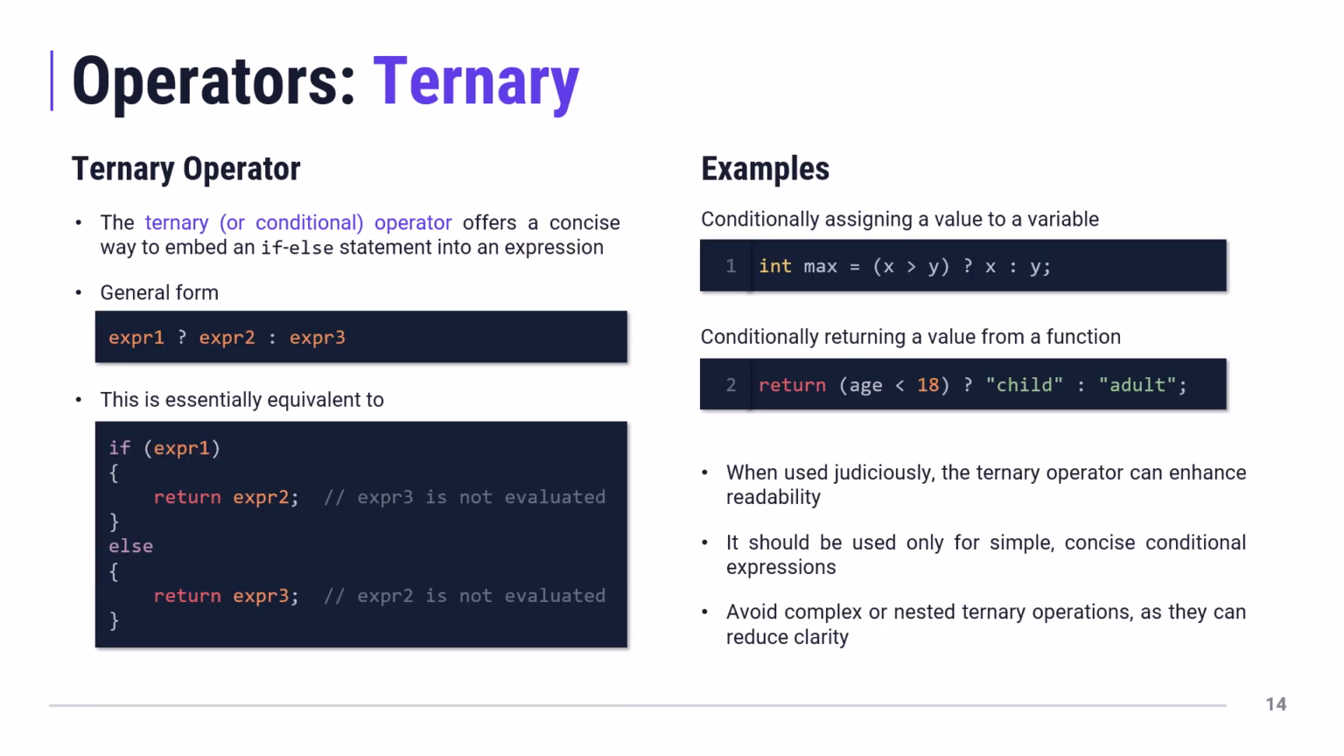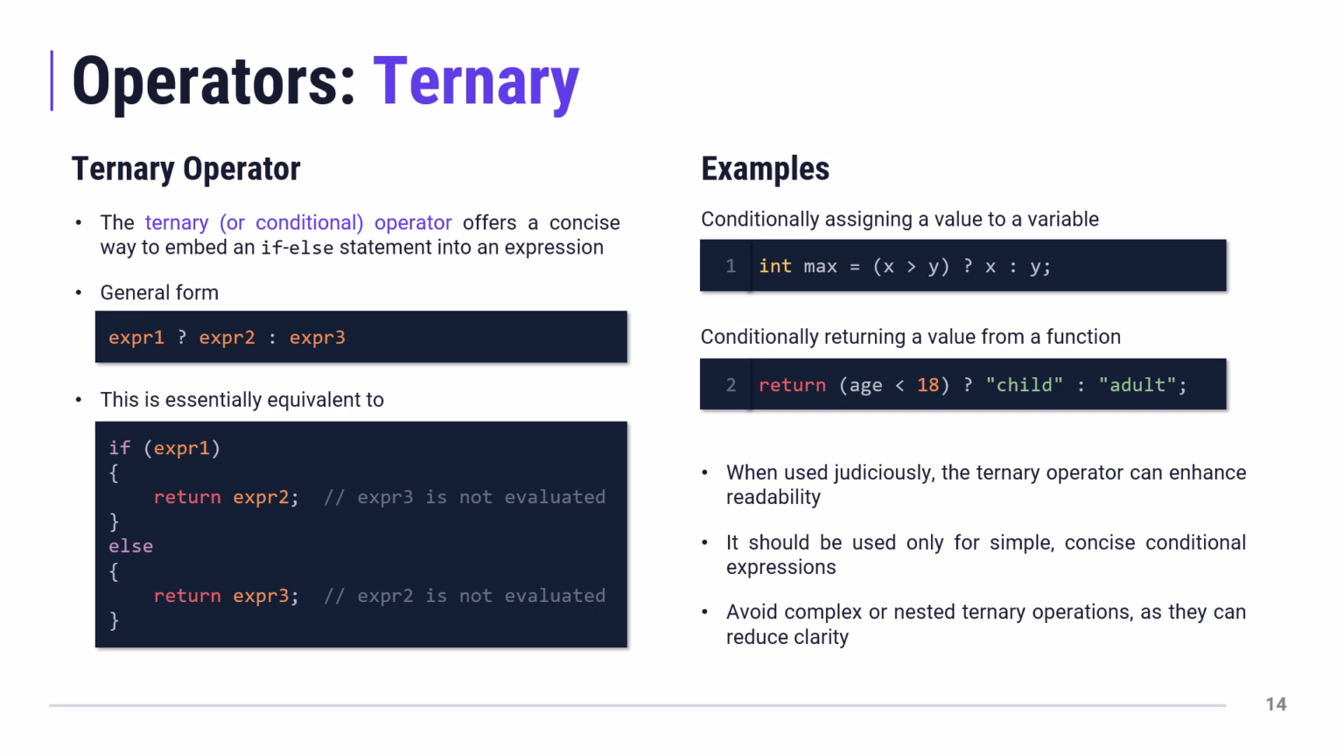All right, the ternary operator gives us a way to sort of embed an if-else statement into one of our expressions. So the generic form is we've got some sort of expression, we've got our ternary operator, we then have our then clause, expression 2 there, and then a colon followed by our else clause, expression 3. That is essentially equivalent to saying, if expression 1, then evaluate to expression 2, otherwise evaluate to expression 3.